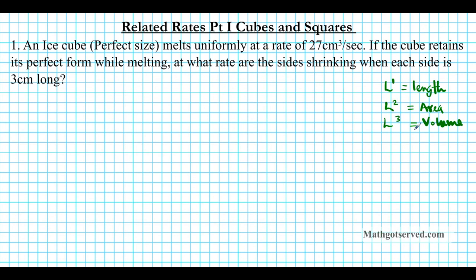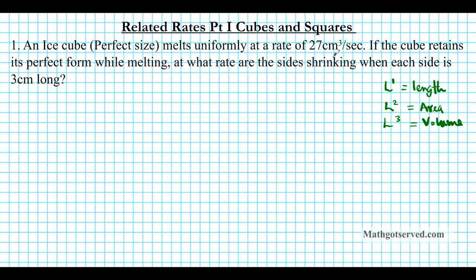So now let's take a look at question number 1. It reads, an ice cube of perfect size melts uniformly at a rate of 27 centimeter cube per second. If the cube retains its perfect form while melting, at what rate are the sides shrinking when each side is 3 centimeters long.